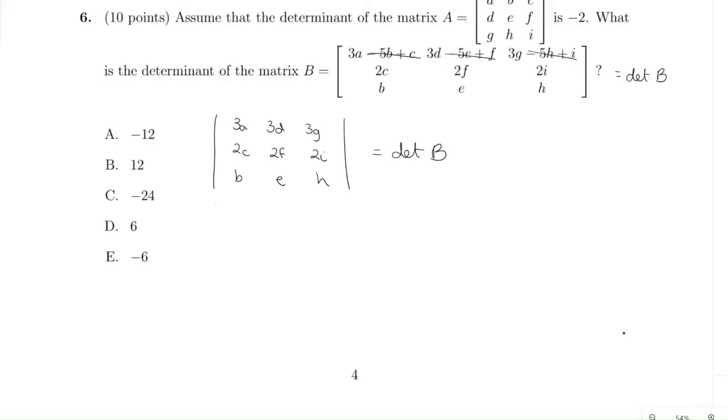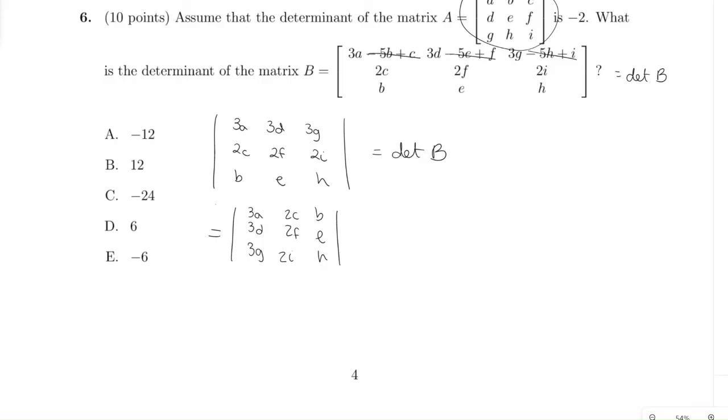And then the other thing we can do is take the transpose. If we take the transpose, the determinant remains the same. So we can take the transpose and we get 3a, 3d, 3g, 2c, 2f, 2i, b, e, h, the same as before. And now we're going to swap some rows. Essentially, the overall goal is to get this B matrix to look like the A matrix.